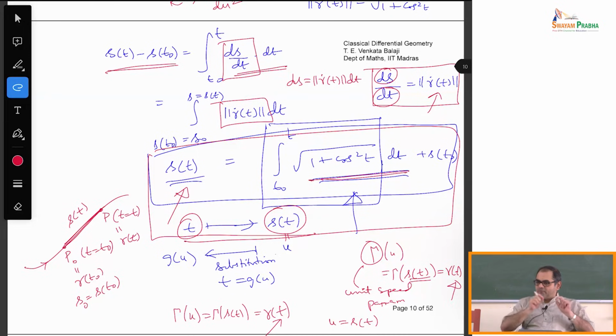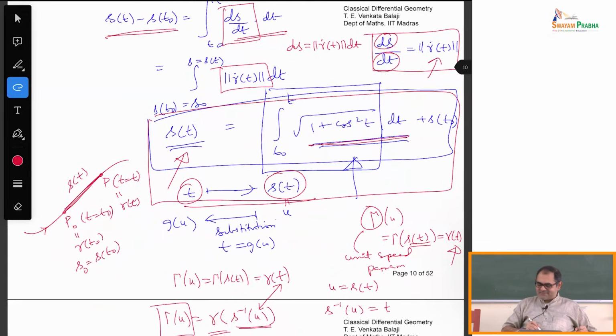For every T, you have the distance from T naught, a fixed point on the curve, to T. That is this function. So you see, this S is a function of T. Now what you have to do is invert this. You have to call S of T as U, and you have to take the inverse function, S inverse of U. So the moral of the story is that you have to invert it.